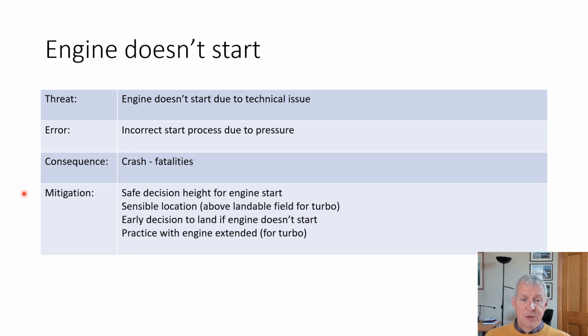So the mitigation is a safe decision height for the engine start, making sure you're in a sensible place, and for a turbo, something with a big propeller that's going to create drag, you need to be pretty much above your landable field, less important for a FES or a jet. You need an early decision to land if that engine doesn't start, unless you've got enough height and you know you have enough height for a second attempt. And practice with the engine extended, again for the turbo, which has drag.